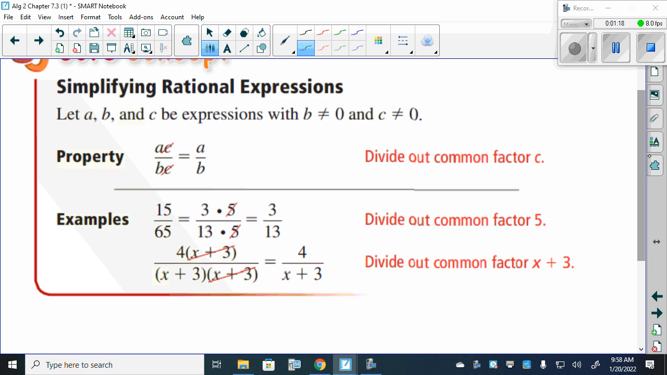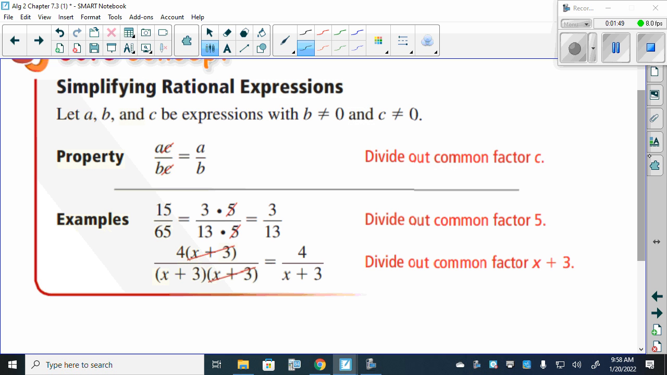So, simplifying rational expressions. A, B, and C can be expressed with expressions with B not equal to 0 and C not equal to 0, such that AC divided by BC is equal to A divided by B, because anything that's in common on top and bottom will be simplified out. We can do the same thing with numbers. 15 over 65 have a common factor of 5, which simplifies out to leave us with 3/13.